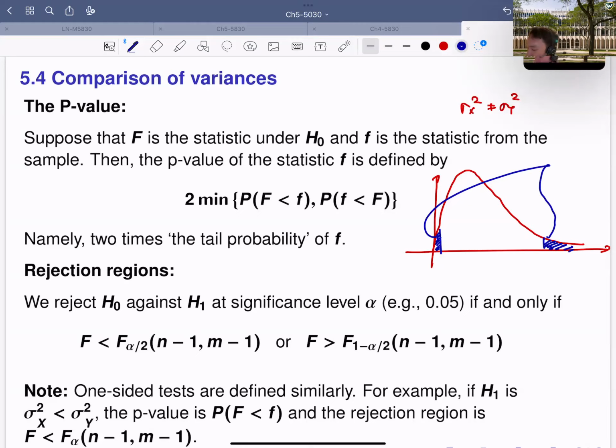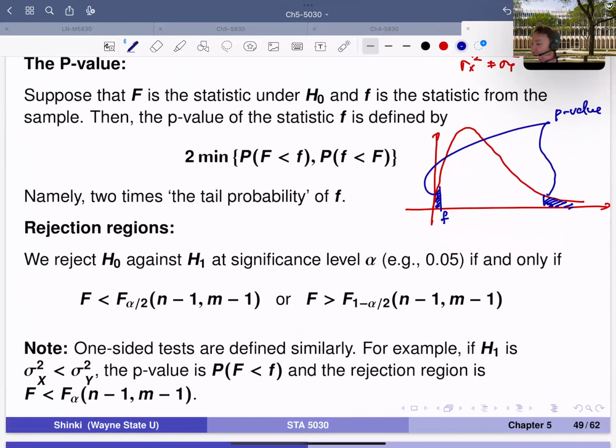So actually, if we observe the F statistic, lowercase f, then this is the p-value. If the p-value is less than 0.05, the lowercase f is extreme enough to reject the null hypothesis. So that is the rejection region. This is a two-sided test, but for the one-sided test, as usual, we only reject on one side of this distribution. So for the one-sided test, the p-value is only one side, just half the size of the two-sided test.